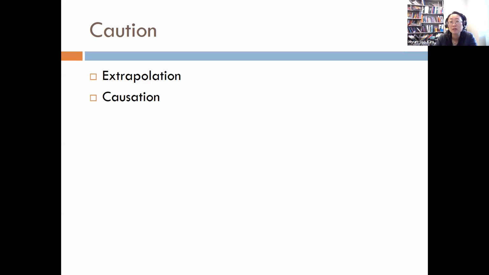We learned about simple linear regression helping us to describe the relationship between two quantitative variables, x and y. Before we move on to the next topic, I want to give a few cautions when you're using linear regression. In particular, extrapolation and causation.